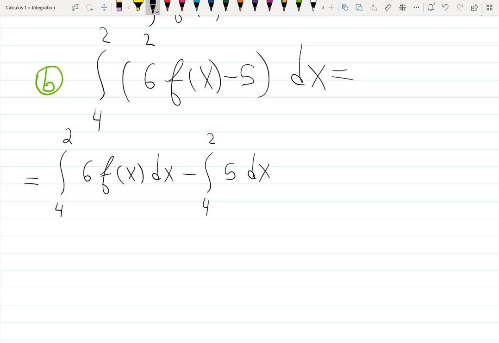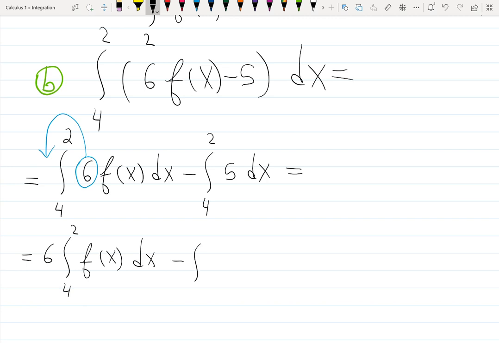No x there, right? Just 5 dx equals. Now, you see the 6? Let's kick it out. Then I will have 6 integral from 4 to 2 f of x dx minus, and then I will have integral from, now here I can do this way.